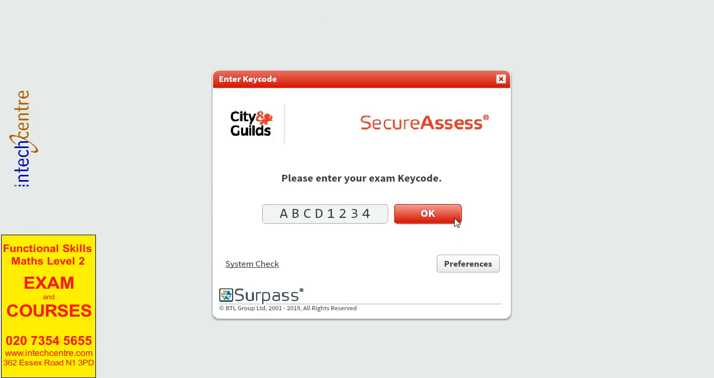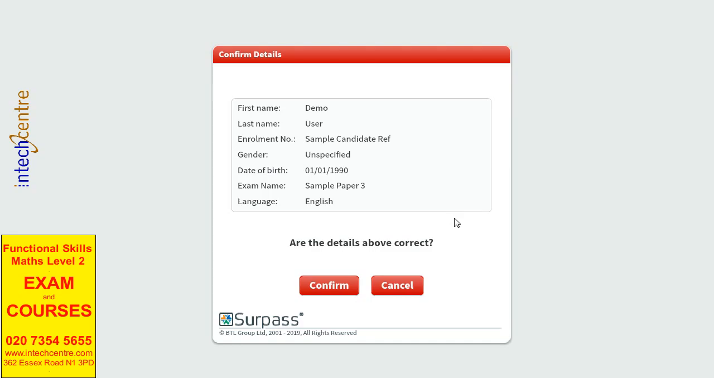So now if we click OK, you have to confirm your details. If any of your details are not correct, please inform the invigilator as soon as you identify the error so that it can be corrected. As we are in the demo, you can click OK so that you can start the online sample paper.